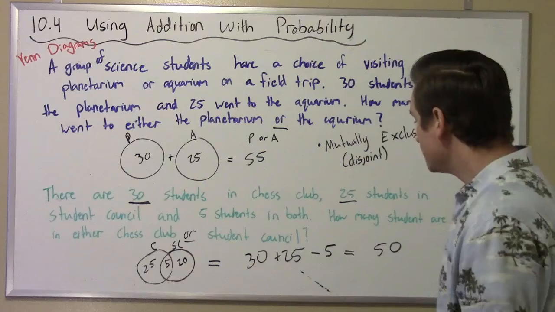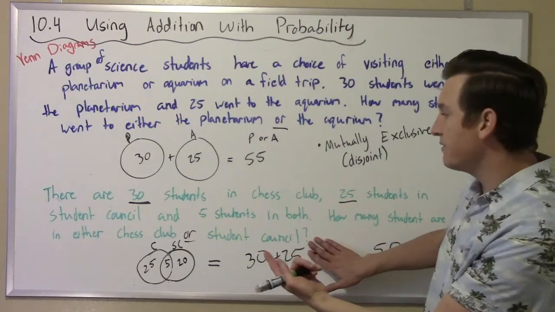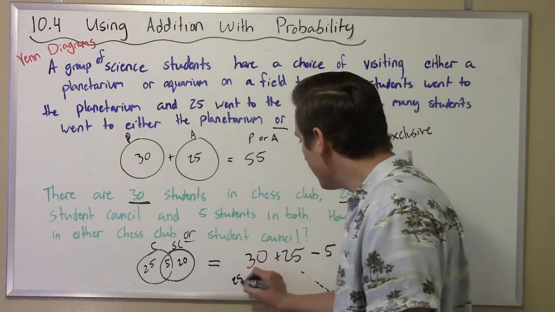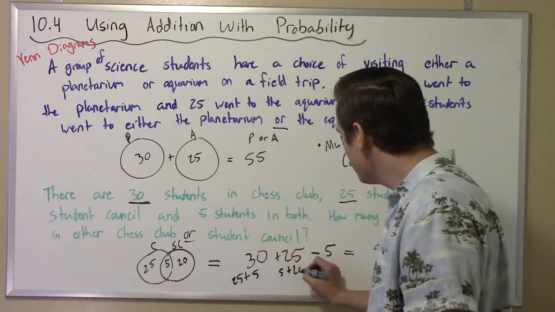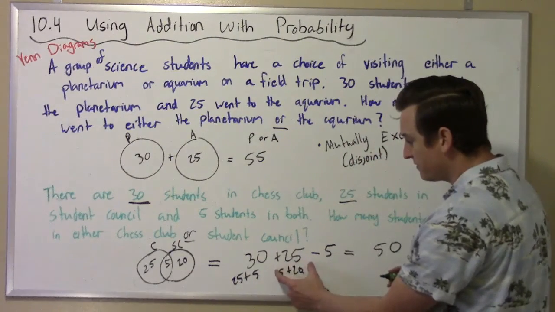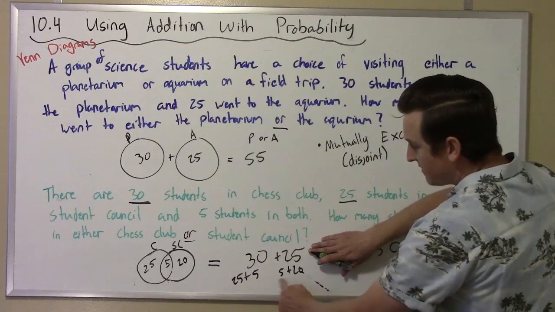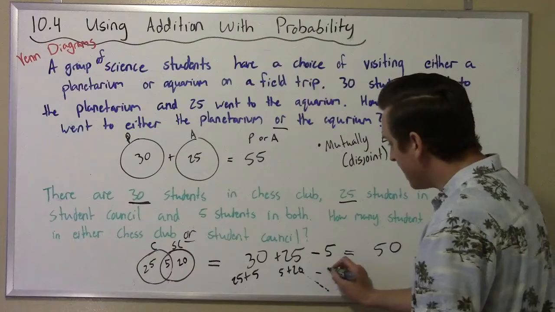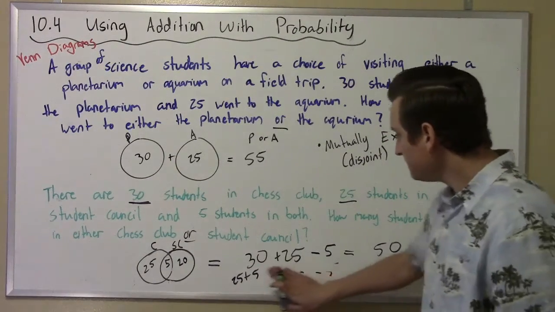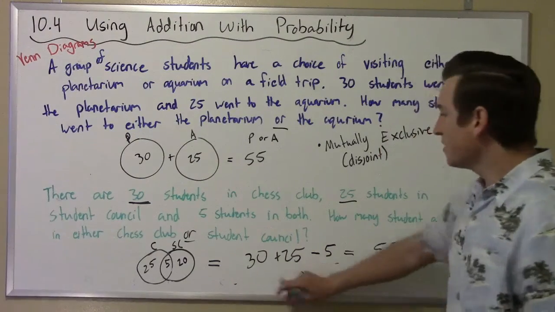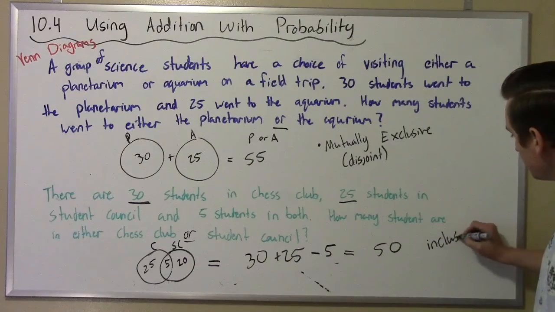Okay, so if you don't do this, what happens is you're double counting that 5. You basically have 25 plus 5 for the 30, and you have 5 plus 20 for this 25, right? If you didn't subtract, you're adding those same 5 kids in twice, and that's why we need to minus one of those 5s out so that we're only adding those 5 in one time. Okay? So the word for this, when there's overlap, is inclusive.